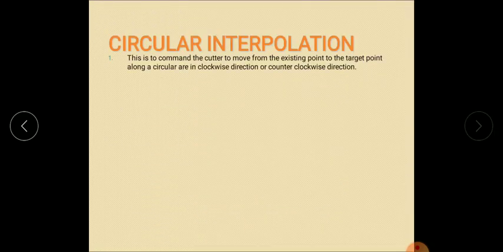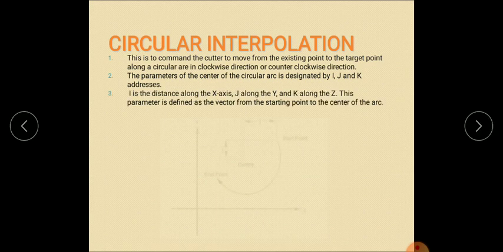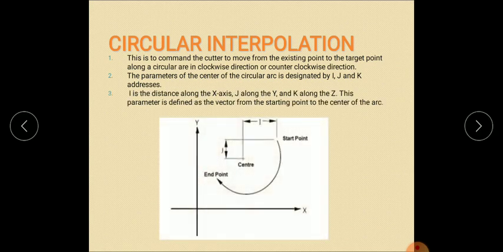Next, circular interpolation. The figure shows the circular interpolation. Here you can see the Z axis, then X axis, then Y axis, then the start point, the center, then the end point. Circular interpolation means the movement which moves in circular directions. So this is the start point. You start moving to the end point along with the central axis.